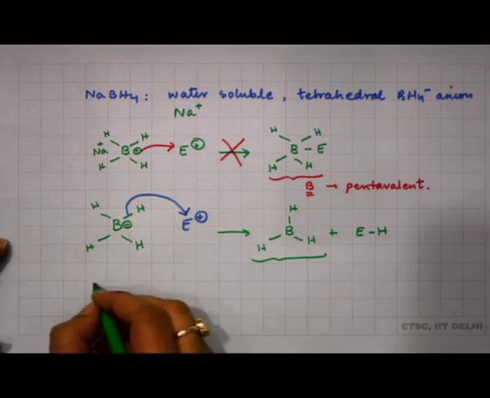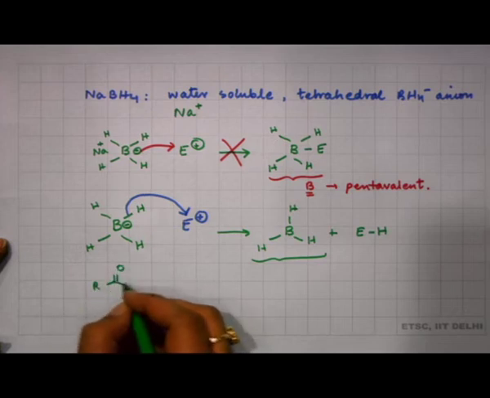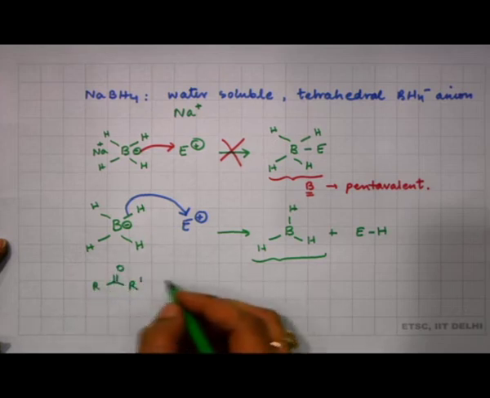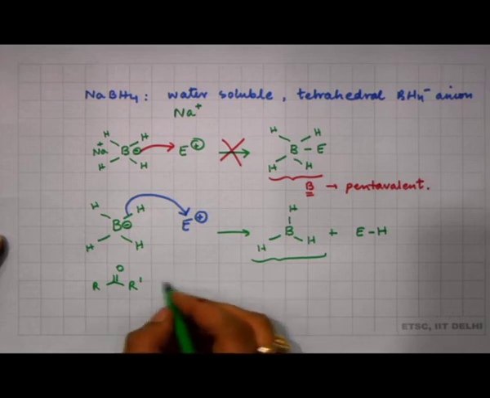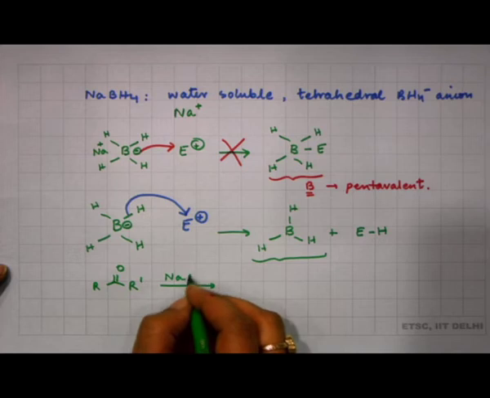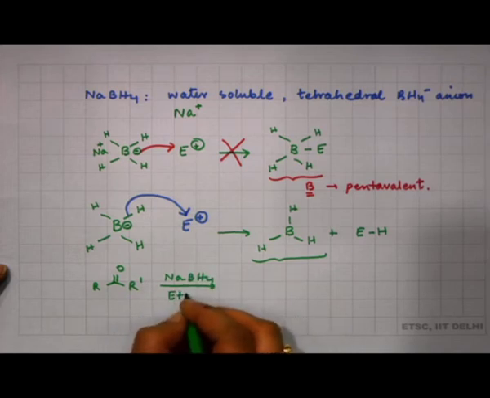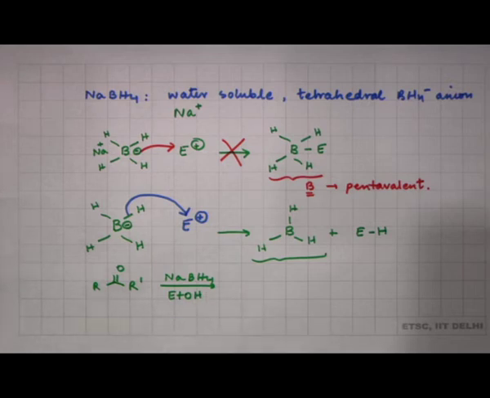If you start with any ketone or any carbonyl compound like an aldehyde or formaldehyde or an acid chloride, the first step, sodium borohydride, is always used in presence of any protic solvent.